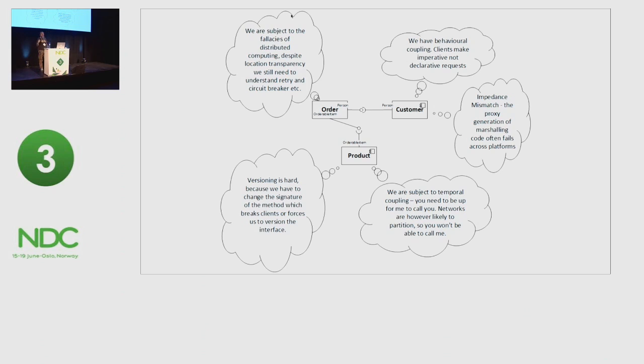There's a really good book called Release It that you should probably go and read if you're doing any distributed software. We have to make sure that we observe the problem that when we're calling across a network, it's unreliable. But as well as that, there are other problems. We have this behavioral coupling.